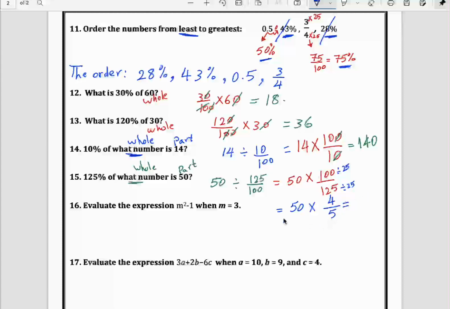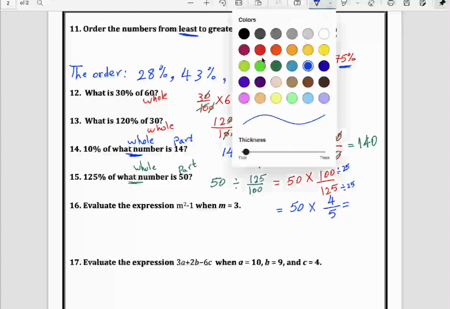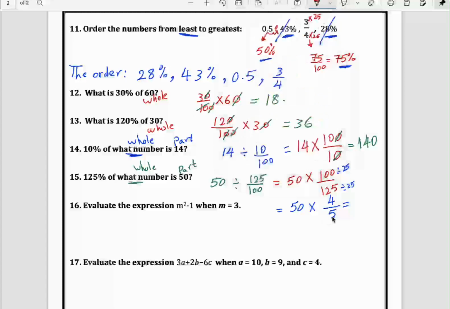Now simplify. 5 and 50, simplify them. So divide 5 by 5 equals 1, and 50 divided by 5 equals 10. So now you need to multiply 10 by 4, and 10 times 4 equals 40.